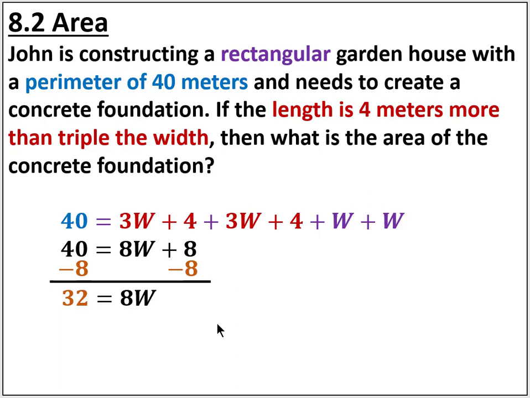Now to solve for w, I'm going to divide by the coefficient in front of w, which is 8. So I'm going to divide both sides by 8, because that's the coefficient of w. On the left side, 32 divided by 8 is 4. And 8w divided by 8, the 8 divides into 1, and I'm just left with w. So 4 is the width, or width is 4.